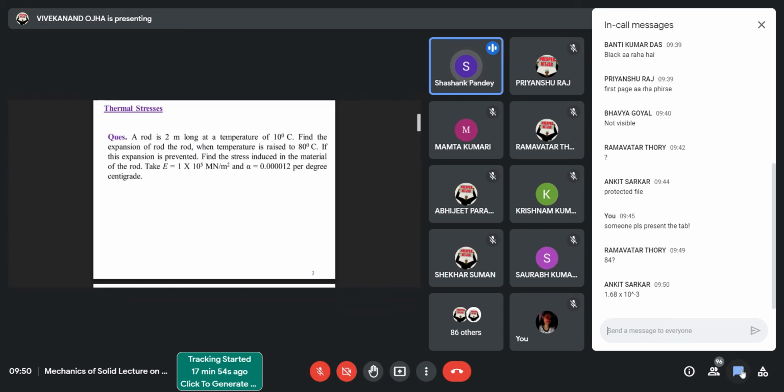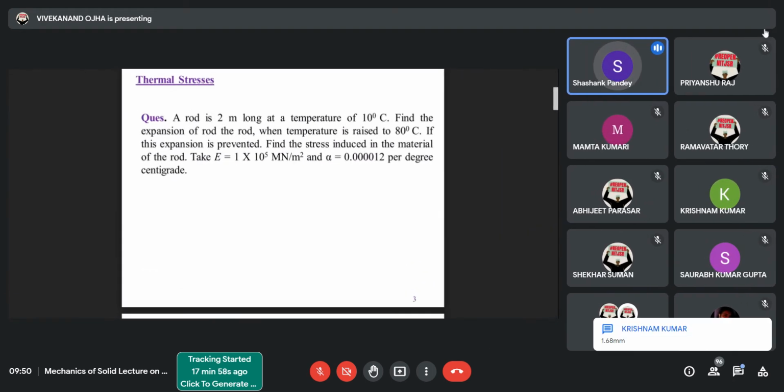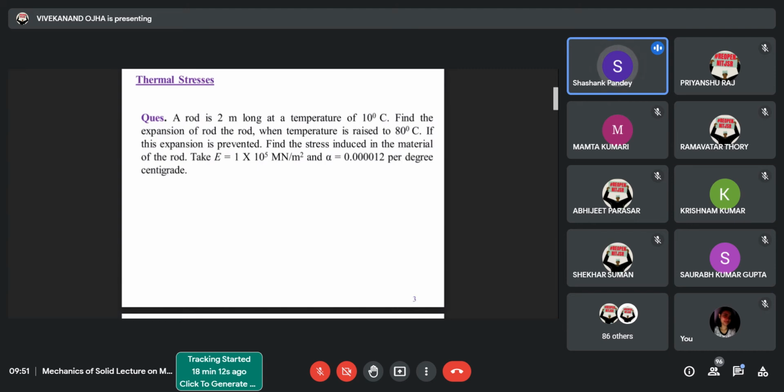We need to calculate the expansion in the rod. By mistake, something else has been written there. So let us see this. Given to us is the length of the rod, that is 200 centimeter. Temperature T1 is 10 degree centigrade. Final temperature is 80 degree. So the rise in temperature we can calculate to be 70 degree centigrade.